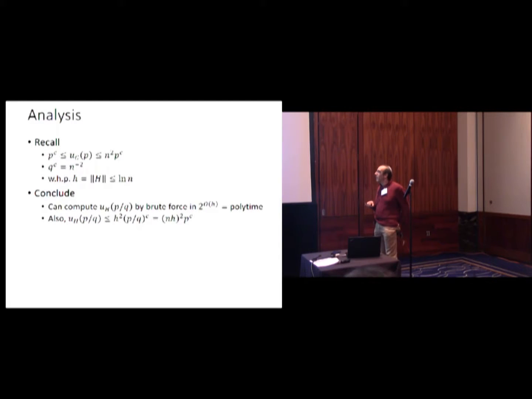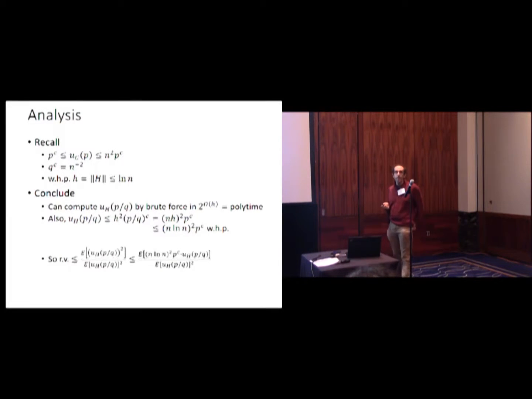Also, because the graph is so small, I can use the deterministic upper bound on its reliability and conclude that the unreliability of H is at most this quantity. So it's the size of H squared times the failure probability to the C. But remember that we set Q to the C to be equal to 1 over n squared. So I pull that up, and I get nh squared times P to the C. And since H is small, this is roughly n squared P to the C with high probability.